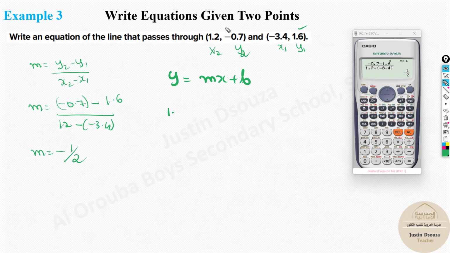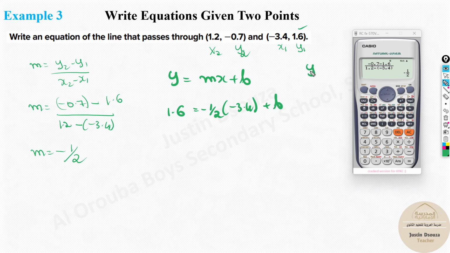Same thing. But you only need to choose any one. You can choose any of these, it doesn't matter, you will get the same answer. I'll show doing both of them, okay? It's 1.6 equals m, which is negative half, times the x value, negative 3.4, plus b, which is unknown.